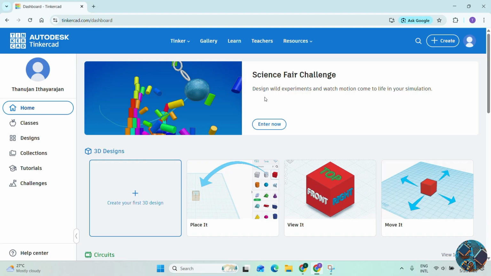In this video, we are going to see how to set up a summing amplifier in Tinkercad, and we can simulate using this. Go to create circuit.